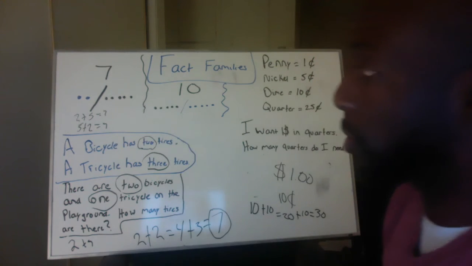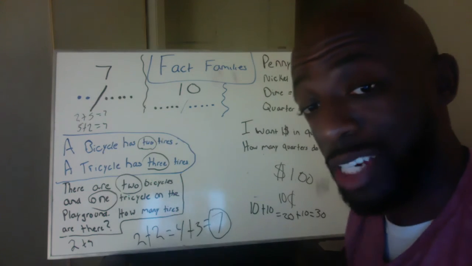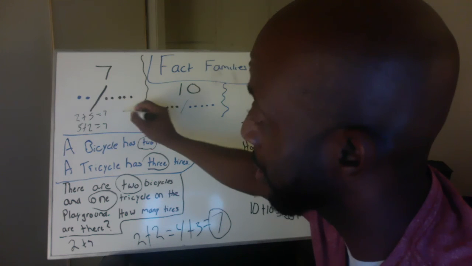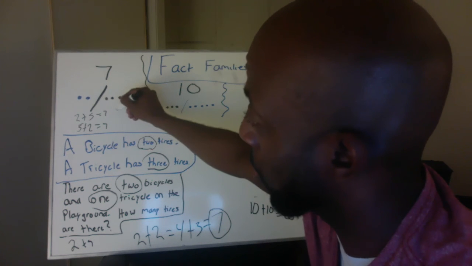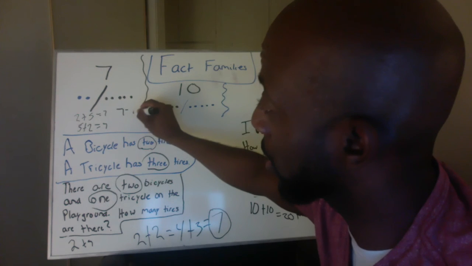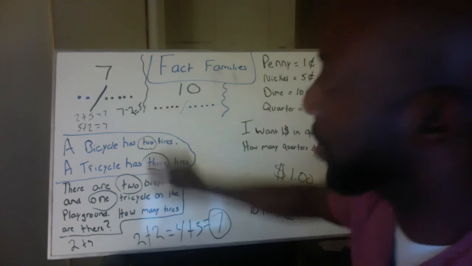But now, in order to do a full family, we did the addition. We have to do the subtraction. We have to show the difference. So now we have to put the answer, which is 7, and we put that in the front. What is 7 minus 2? That's going to give us 5.